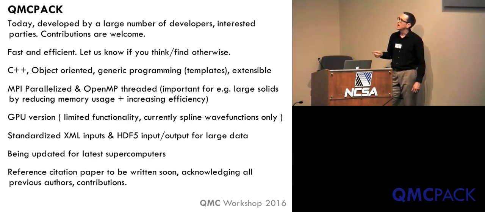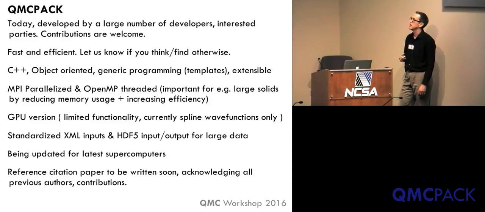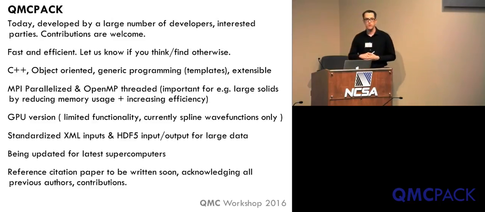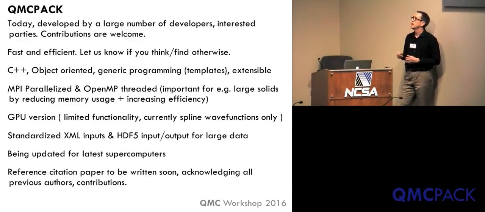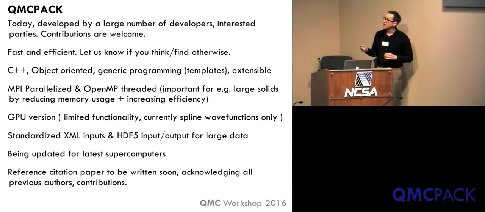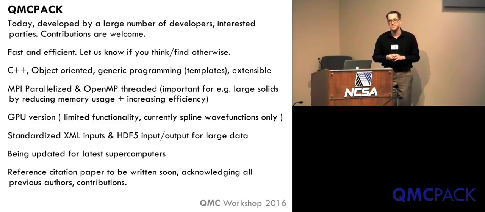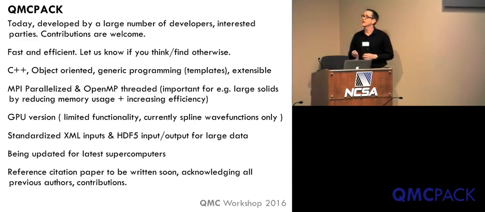The rest is, I think, pretty standard for a modern code. It's C++, and uses a lot of generic programming to be quite extensible. A lot of effort has been spent to make sure the code can run well on large supercomputers. So it's MPI parallelized and uses threads, which starts to become important for large solid-state calculations to reduce memory usage and also improve the parallel efficiency. And we also have a GPU version, which has limited functionality. So it's only for the spline wave functions, not for Gaussian basis calculations, at least yet. So if that turns out to be particularly important for you, you should let us know.